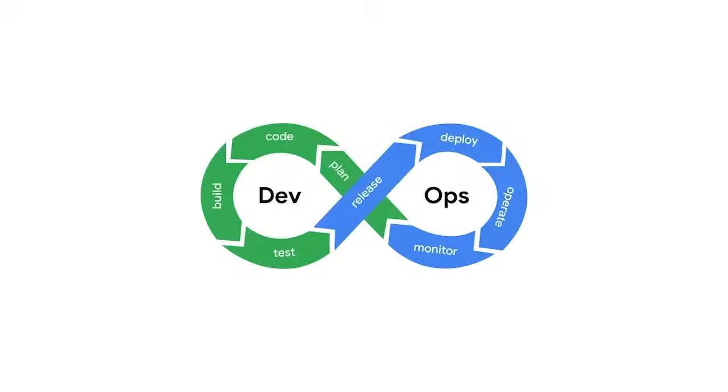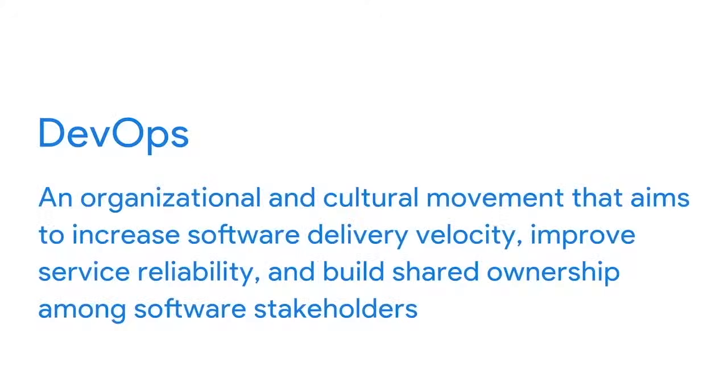The Agile manifesto as a mindset or philosophy hasn't changed much in almost 30 years. The frameworks it inspired, though, have continued changing and evolving to keep up with changing business environments. One emerging Agile framework is called DevOps, which combines software development and IT operations. Our Google Cloud Platform business defines DevOps as an organizational and cultural movement that aims to increase software delivery velocity, improve service reliability, and build shared ownership among software stakeholders.